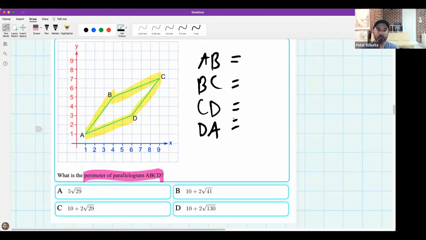So Bradley, the perimeter of a parallelogram is just the distance around the outside. And so all you need to do is find the distance between each of the points. So what I did was I started by writing out each length that I need to know. And so what you need to then think about is, how do I find the distance between A and B? And obviously you're going to use this thing called the distance formula.